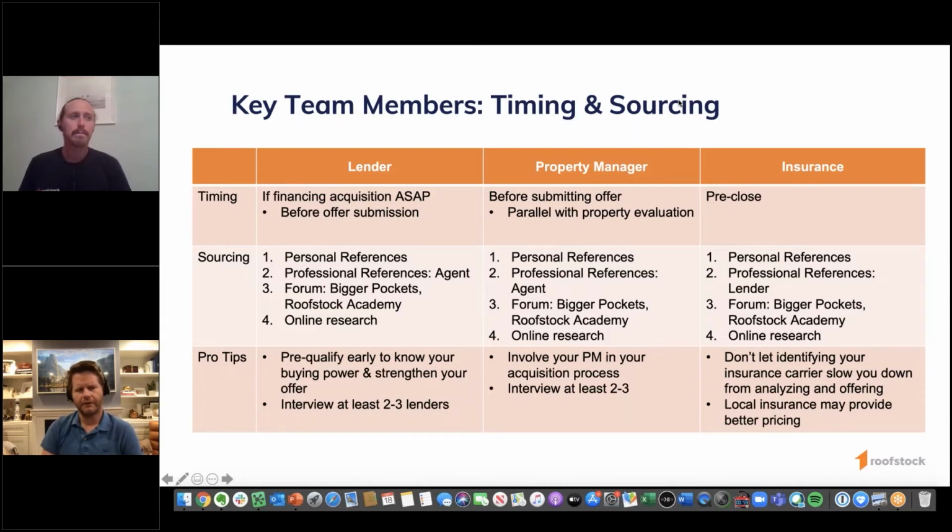A few other points of color that I'm going to make on the lender: another pro tip is, within these partners, even on the sourcing, I like to overshare.